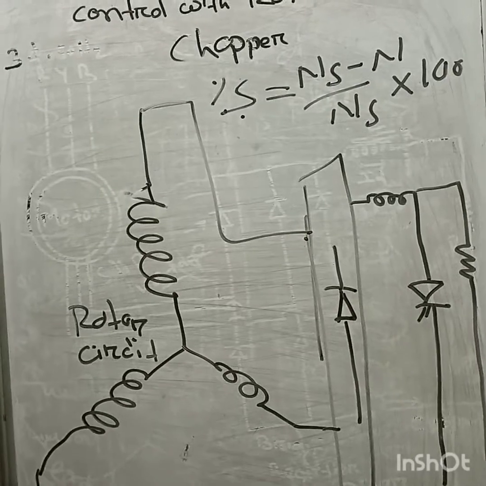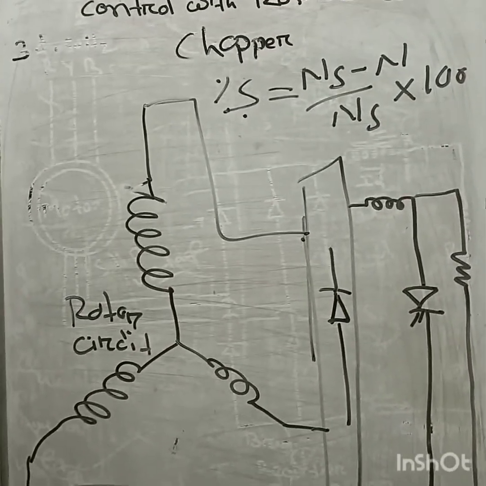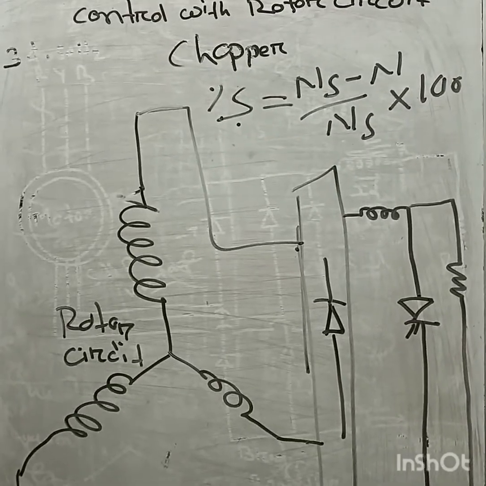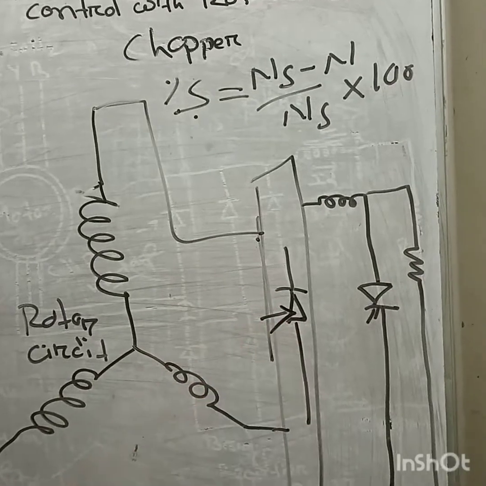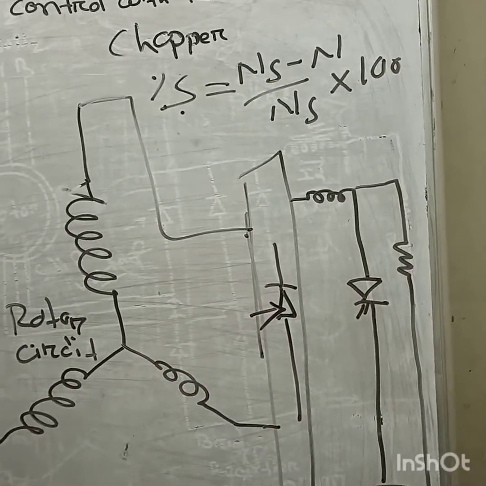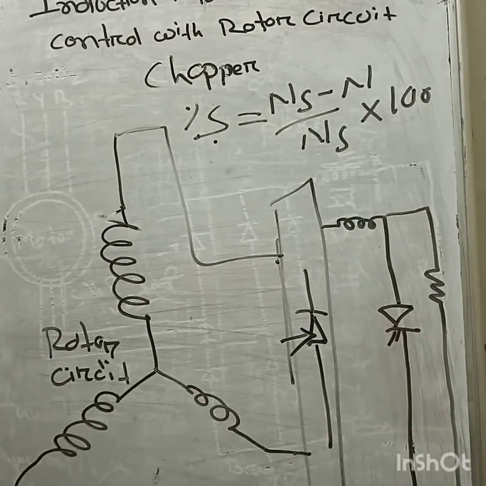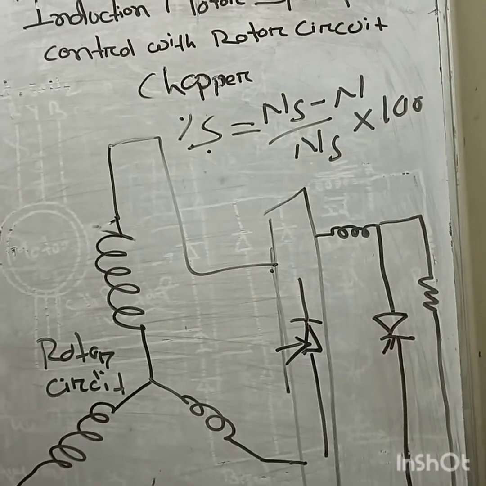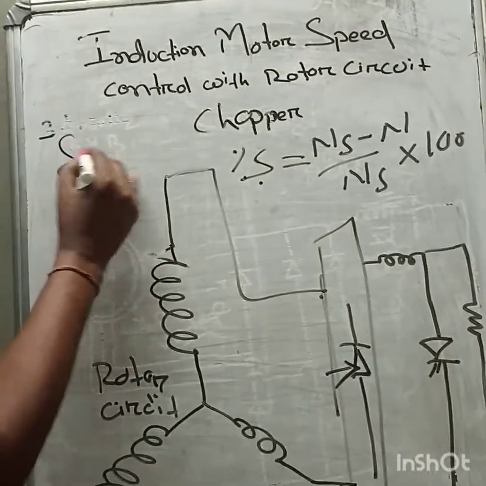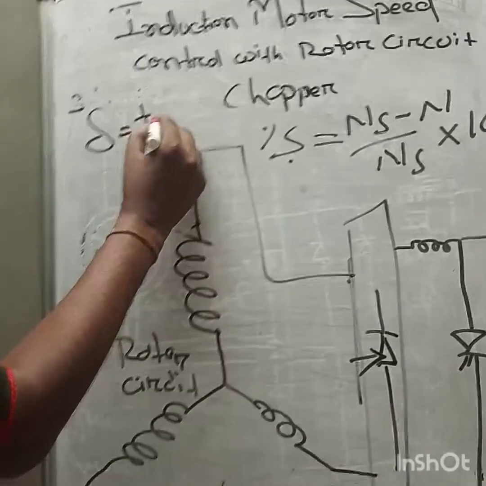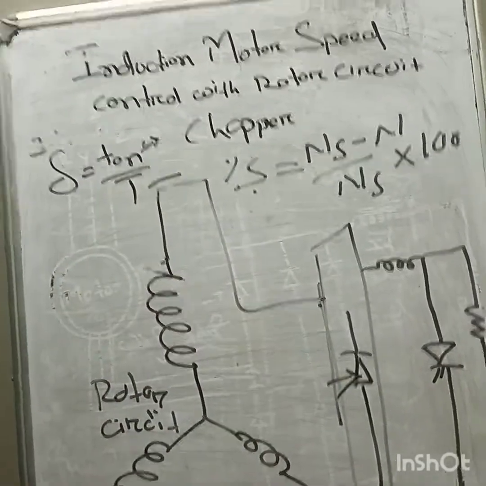The DC voltage is converted to a current source ID by connecting a large series inductance LD. It is then fed to an IGBT. This is known as IGBT or chopper. This IGBT, the chopper, is with a resistance R. The chopper is pulse width modulated with duty cycle delta equal to T on by T. This is the time period and the time duration.